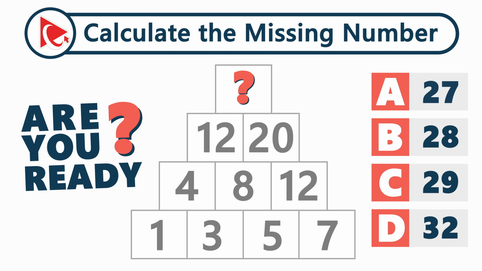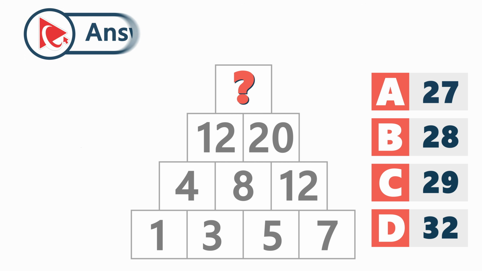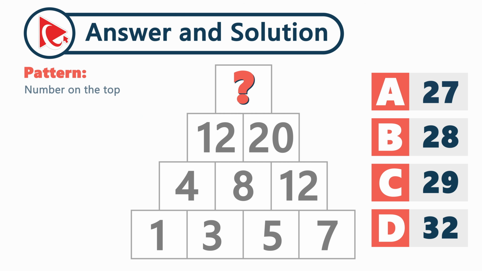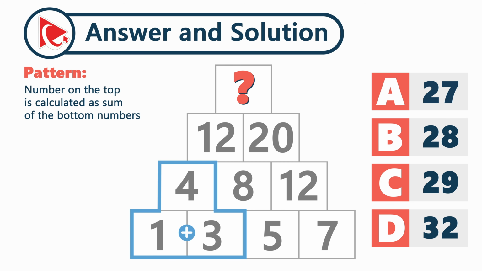Time's up. Are you ready with your answer? The pattern here is extremely simple. Number on the top is calculated as the sum of bottom numbers. Let's look at the example to better understand it.